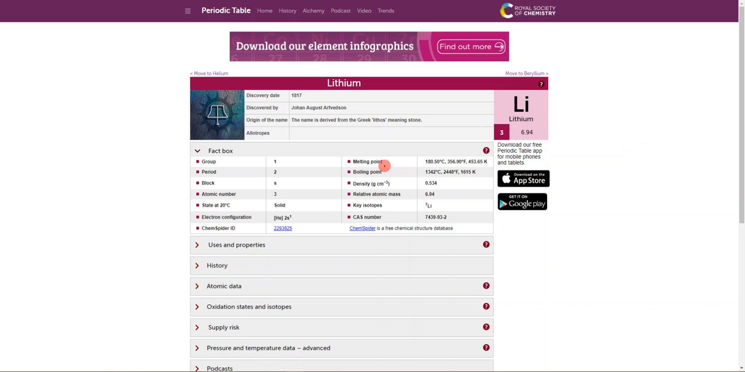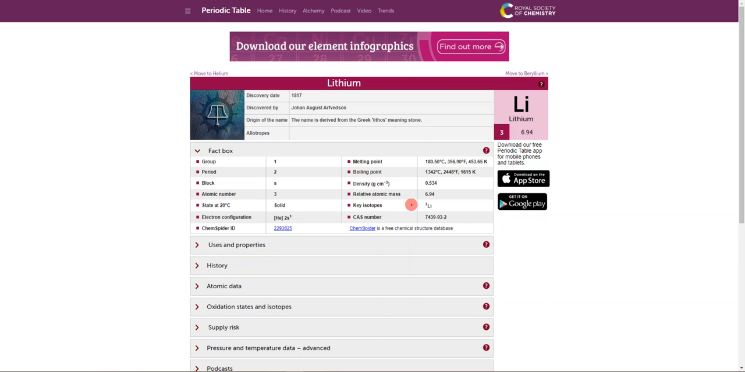It gives loads of other information, like melting point and boiling point. In order for it to melt, you have to be up on 180 degrees Celsius. Its boiling point is where it turns from a liquid into a gas. Just generally at room temperature it's going to be a solid, but to turn it into a liquid you'd have to raise the temperature up to 180 degrees. And then to turn it into a gas, you're talking about up on 1342 degrees. That's very, very hot. Think about a boiling kettle is 100 degrees. So this is up in the thousands.